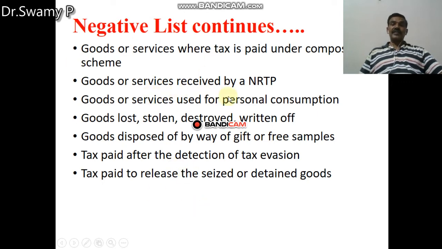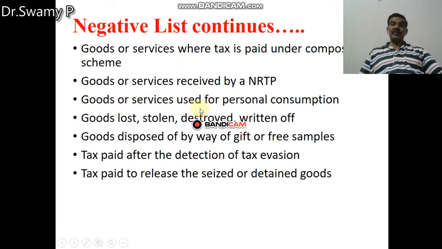Goods or services received by a non-resident taxable person: except the case where the goods or services are imported from the non-resident taxable person, if goods or services are received by a non-resident taxable person, then input tax credit is not available.